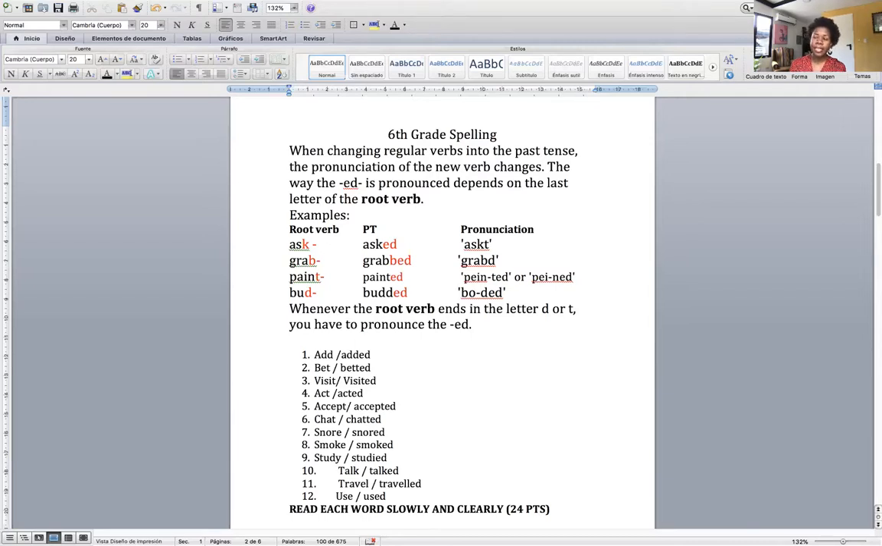Now, we're not going to go into the little rules of when you just add D, when you change the Y to IED, when you add an extra consonant. We're not going to get into those right now. We want to focus first on how they're pronounced. So in your audio, you're going to tell me, hello, teacher, my name is Mary Wilkinson. Add, added, bet, betted, visit, visited, act, acted, accept, accepted, chat, chatted, snore, snored, smoke, smoked, study, studied, talk, talked, travel, traveled, use, used. That's your audio assignment, okay?